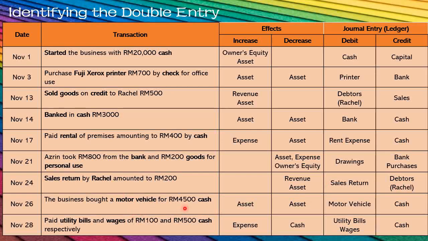Okay, bought motor vehicle using cash, so asset bertambah sebab ada motor vehicle, asset berkurang sebab kita guna cash. So debit motor vehicle, credit cash. Okay, bila bayar bill pula, expense kita bertambah, cash kita berkurang ya. So debit utility bill, debit wages, credit cash.